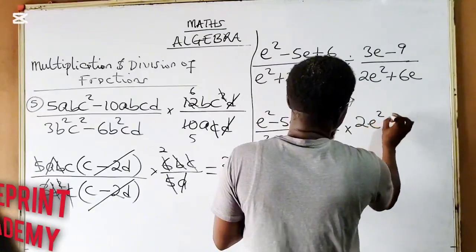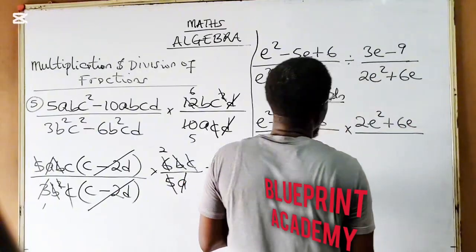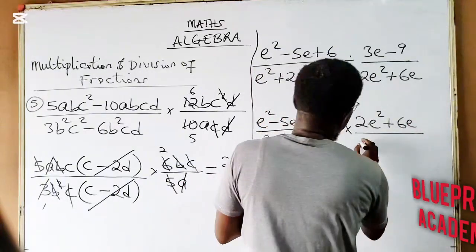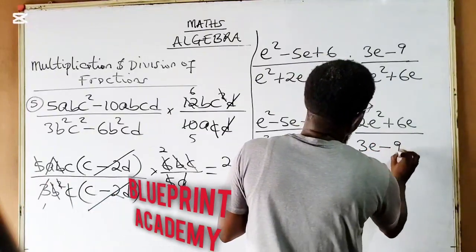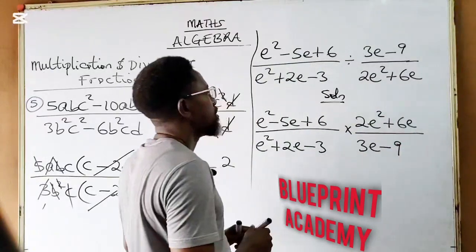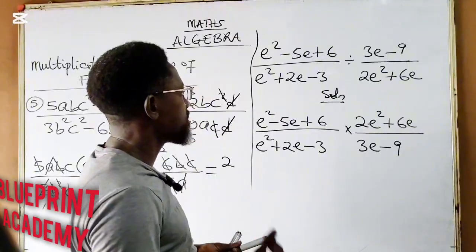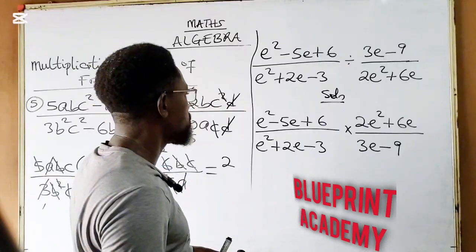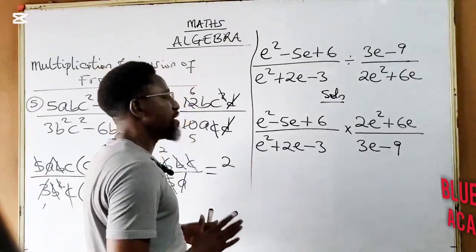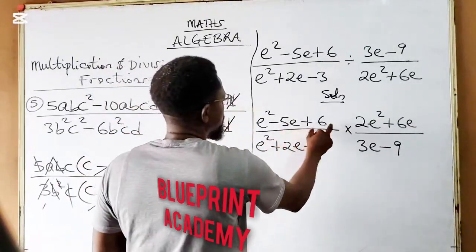We get 2e squared plus 6e divided by 3e minus 9. Okay. So now that we've done the inversion, 2e squared plus 6e becomes the numerator. Then 3e minus 9 becomes the denominator. Now at this point we still cannot cancel yet. We still cannot cancel. Now we have to factorize.